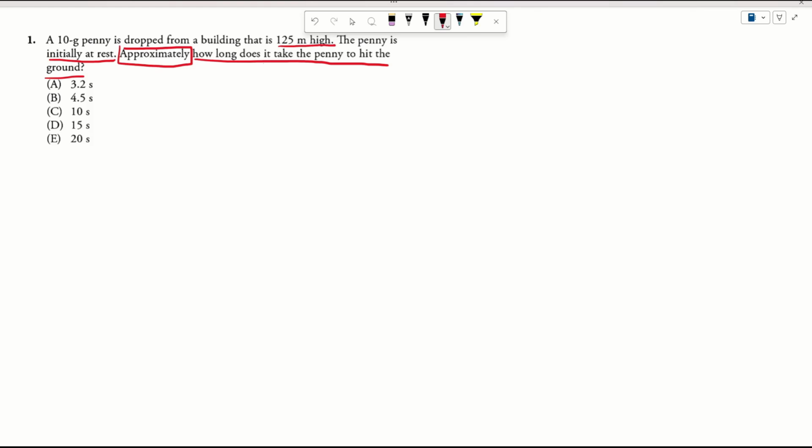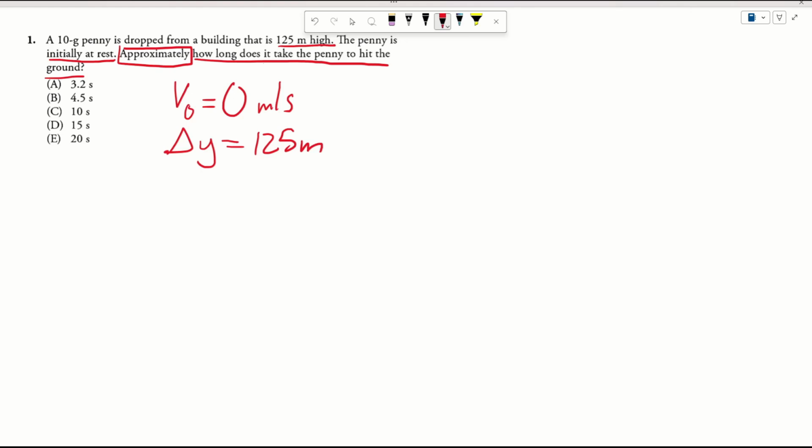Let's write down some important things we know. So we know that its initial velocity, which is v naught, is 0 meters per second because it's not moving. If it's dropped from a building and the person is holding it before dropping, it has 0 velocity. And the next thing we know is the height, which is going to be delta y, because this is a building, so it's vertical, so it's going to be 125 meters high. That's the second thing we know.